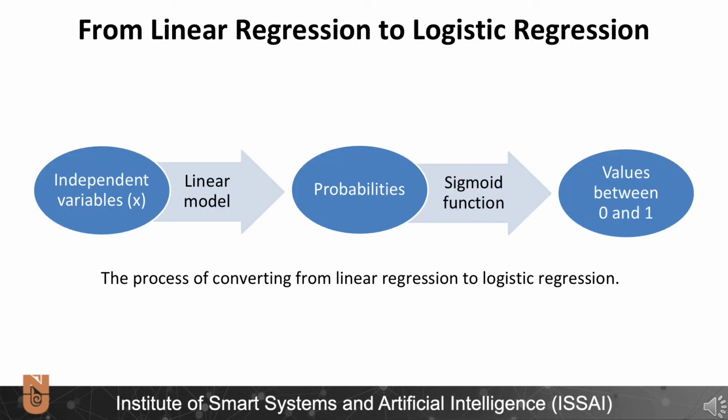The process of converting from linear regression to logistic regression is the following. Independent variables x are converted to probabilities of the event occurring using a linear model. After that, probabilities are converted to values between 0 and 1 using the sigmoid function.